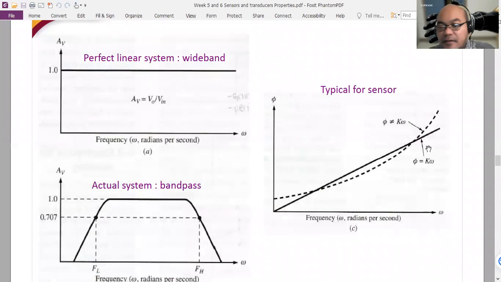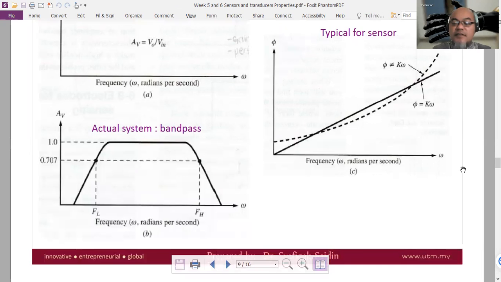So in a typical sensor, this is also the response. The phi is the phase change as a response. This is the signal gain, while this is the phase change. Ideally, the phase phi should equal k omega, a linear relation to frequency by a constant k. But in an actual sensor, it is usually not that linear. There is the function of phi, the phase response, versus the frequency of the signal.